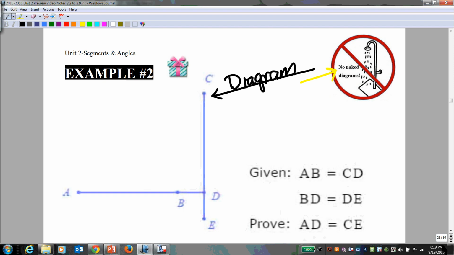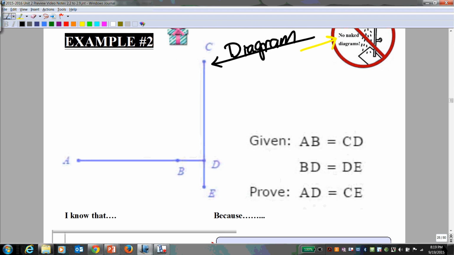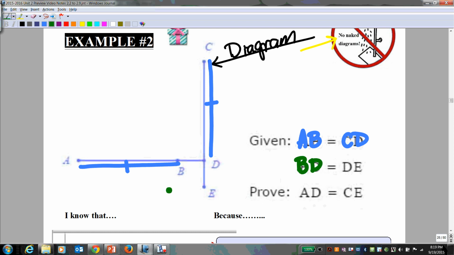We don't want to have naked diagrams. It's embarrassing and it's bad math. Okay, ready? Get your colors handy. I'm going to trace it with colors, what I have. We know the segment AB is equal distance as CD, so use whatever color you want, just be consistent. We're also told that the distance B to D is the same as D to E. I know the blues are equal and the greens are equal, or whatever colors you got going on there.